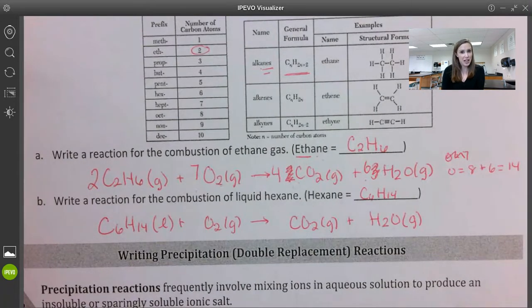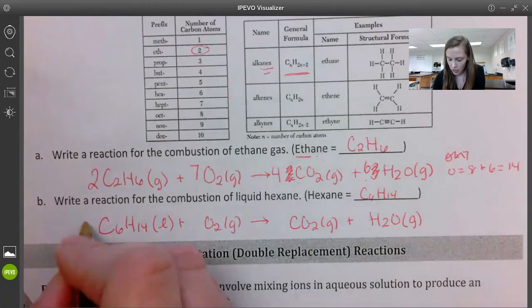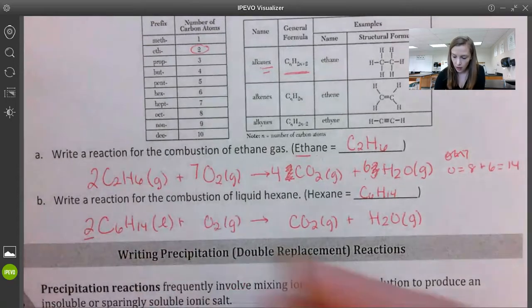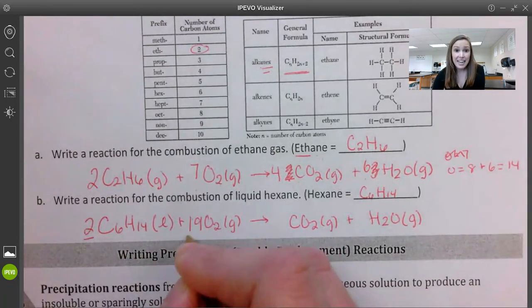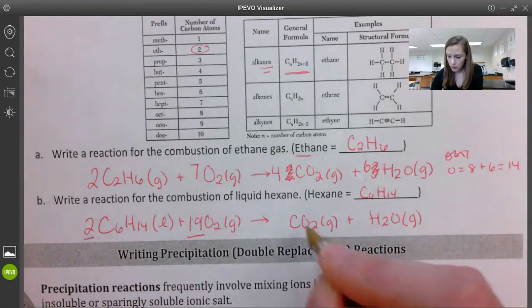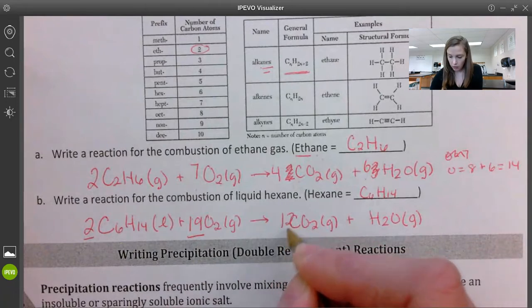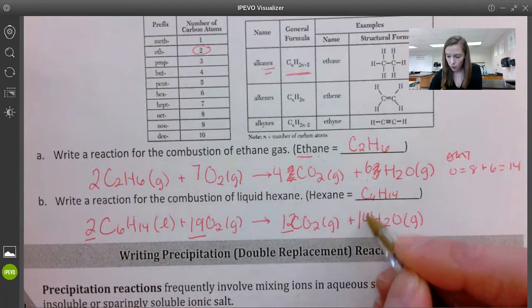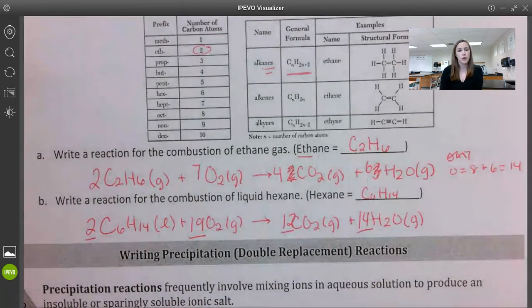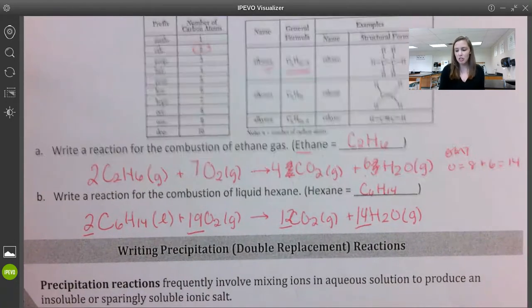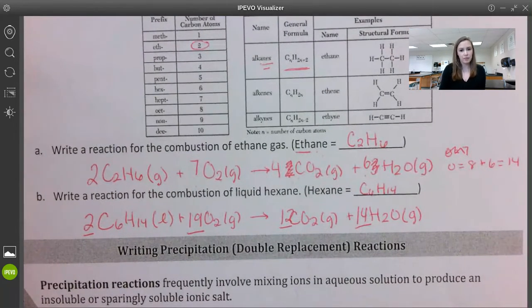Okay, hopefully you tried it out. And if you did try it out, you should get these coefficients. A 2 in front of our hexane. We're going to have 19 oxygen molecules. We're going to have 12 carbon dioxides and 14 waters. We're going to be coming back to combustion in a week or two, so make sure you feel comfortable with at least that part of it.